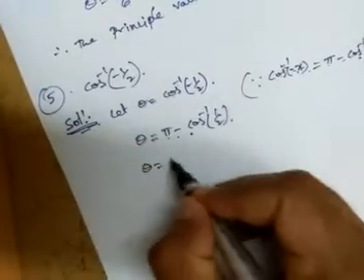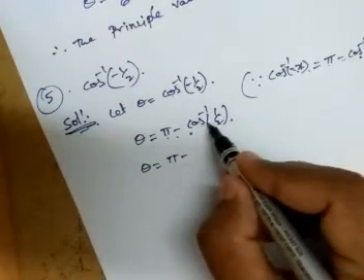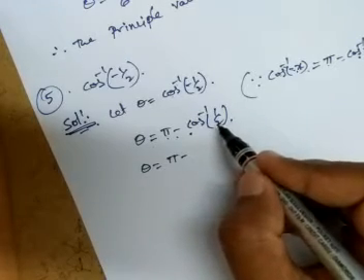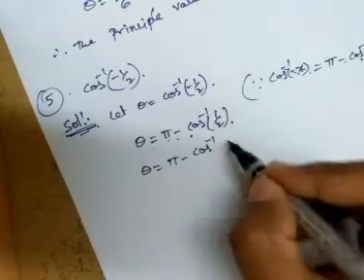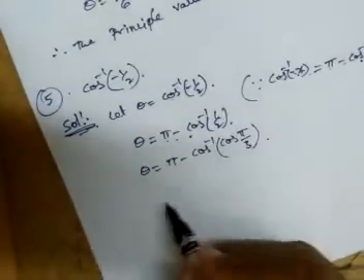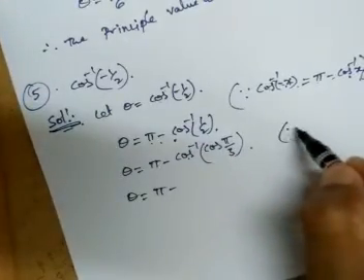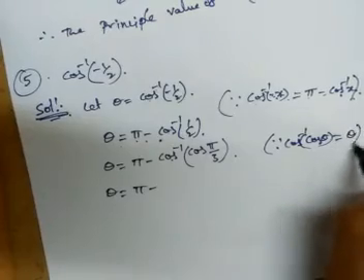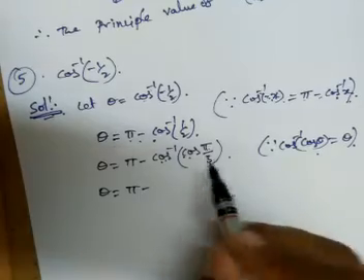So theta equals pi minus... at which degree in the cos function does the value become 1 by 2? Cos 60 is 1 by 2. So in place of 1 by 2 you can write cos inverse of cos 60, that is pi by 3. Then theta equals pi minus cos inverse of cos theta. Since cos inverse of cos theta equals theta, cos inverse of cos pi by 3 gives pi by 3.